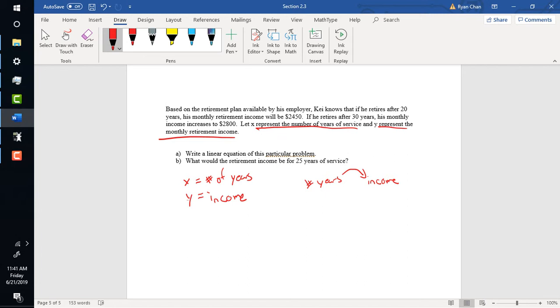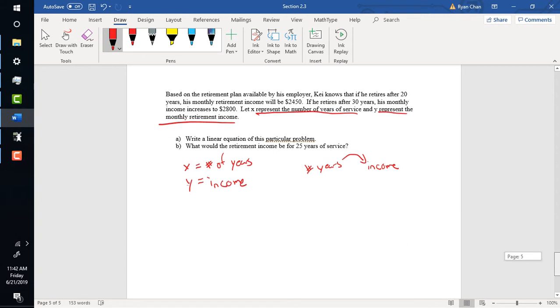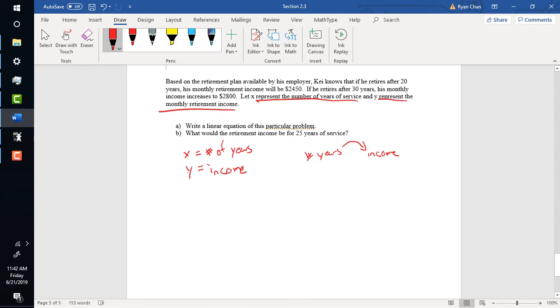If I look at part A, it says write a linear equation for this particular problem. The thing you should immediately realize, it says if he retires after 20 years, his monthly retirement income will be $2,450. That is actually a coordinate. So we're doing 20 comma 2450, because the 20 years is X and the 2450 is income, which is Y. They relate to each other. Then the next part, I have 30 comma 2800.